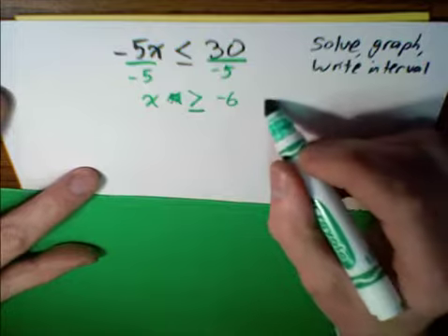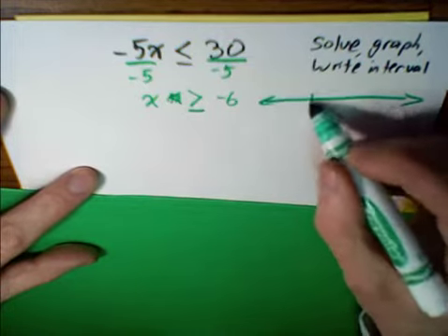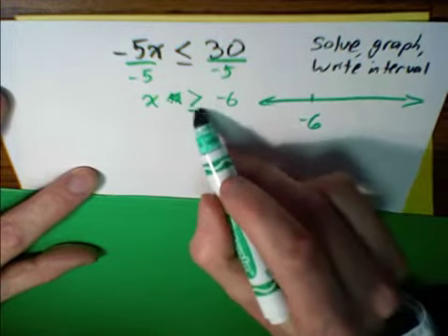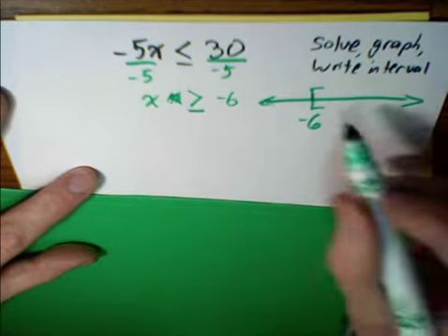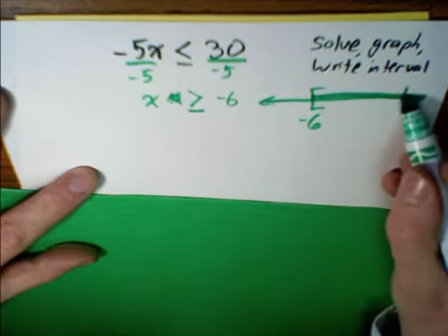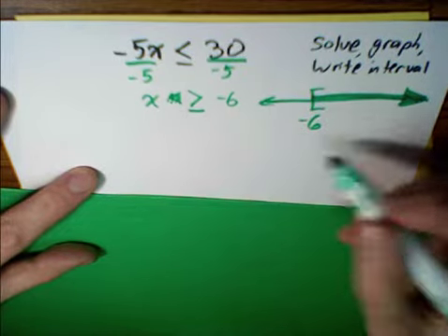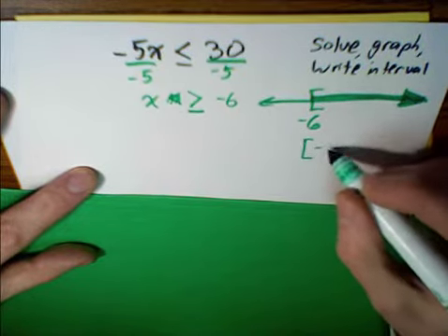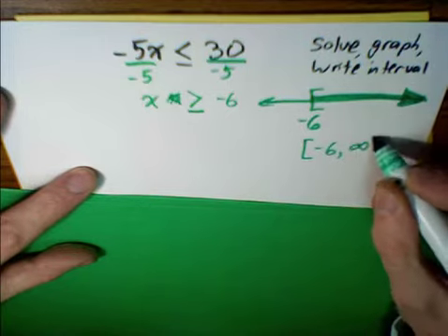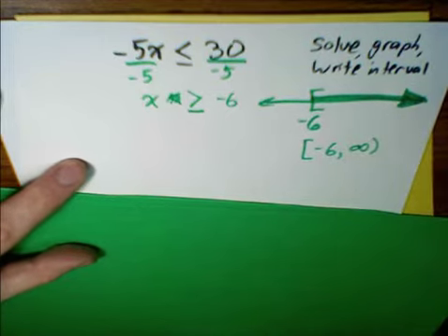We're supposed to graph this very quickly. We'll have negative 6, greater than or equal to, so we're going to have a hard bracket to include that, and then we're going to shade everything to the right. X is greater than or equal to negative 6. And in interval form, we'll have bracket negative 6, comma, infinity, parentheses. Let's try another one.